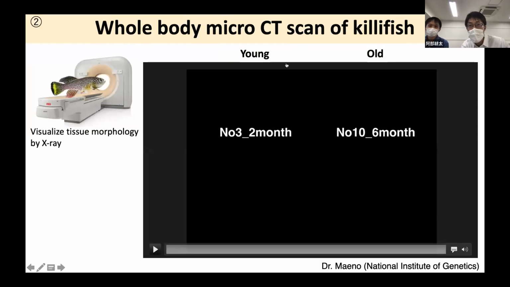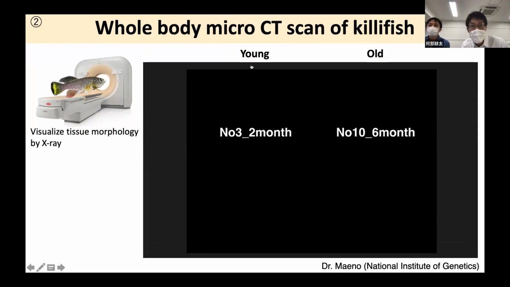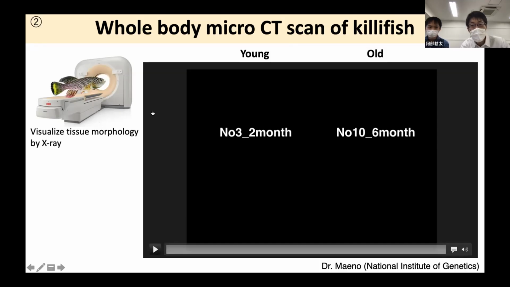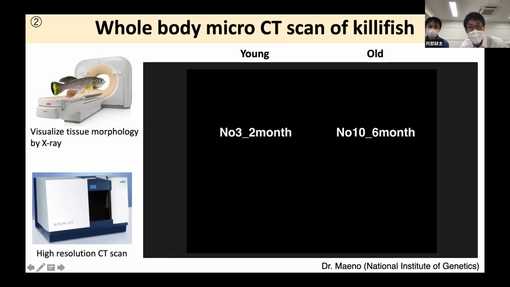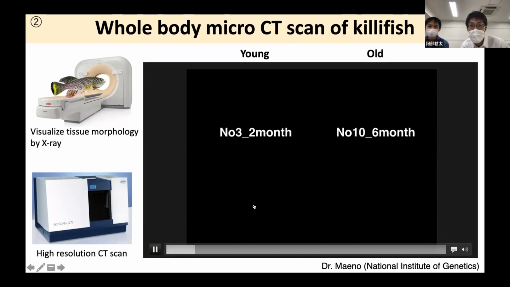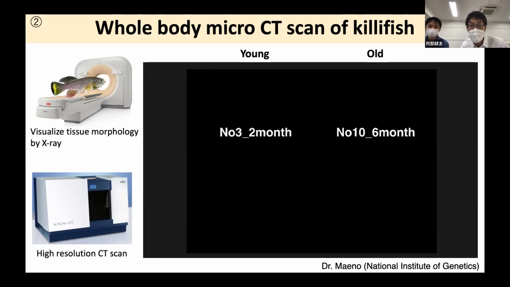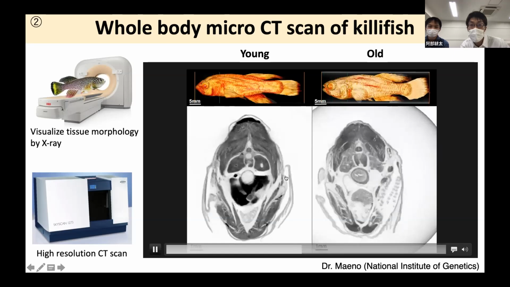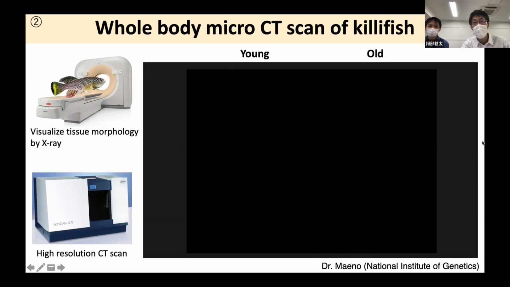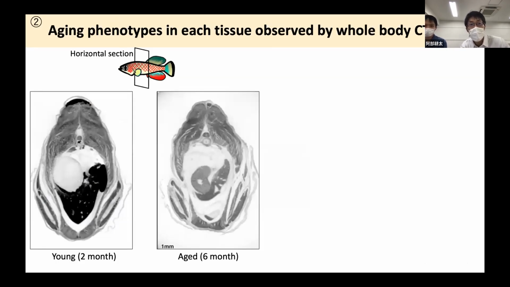First is the whole body micro CT scanning. As you know, CT scanning is a technology to visualize tissue morphology by using X-ray. And actually this image is incorrect. The actual micro CT scan machine is like this. By using this micro CT scanning, we can obtain very high resolution tissue morphology images of very small samples. And this is the result. So as you see, we can observe very high resolution tissue morphology of killifish from head, trunk, and tail. And by using this method, we actually observed very typical aging phenotypes also in killifish.